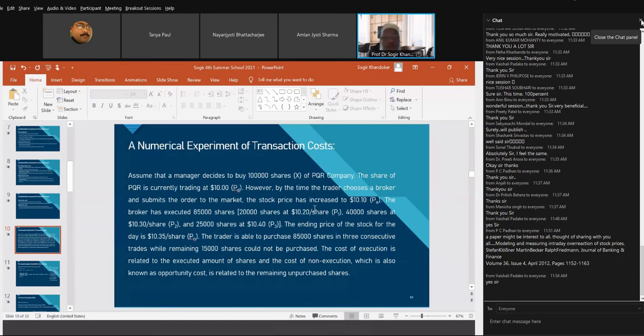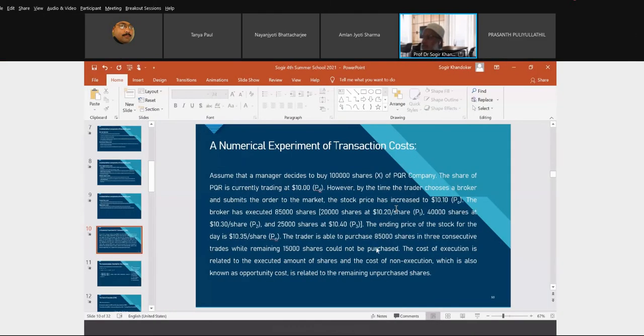So after a theoretical discussion about the 10 components of transaction cost, let's look at a numerical experiment of transaction cost. Here is an example, and we try to calculate all 10 components of transaction cost with this example, and finally calculate the total transaction cost, that is, the implementation shortfall.